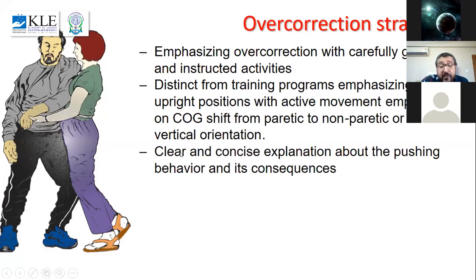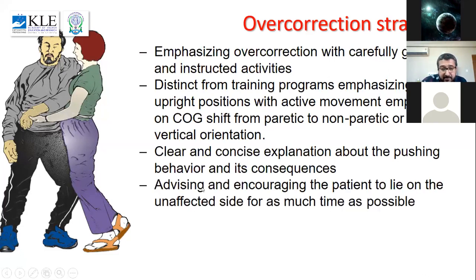And here, the first and foremost thing is that a clear and concise explanation is required, not only to the patient, but to the patient party too, because all are basically in this particular loop of rehabilitation. Then another important thing is that you have to advise and encourage the patient to lie down, side lying on the unaffected side for as much time as possible. This is the first level. Discourage the patient from lying on the affected side.